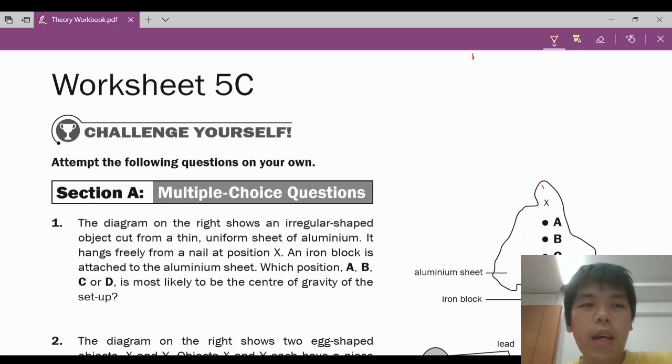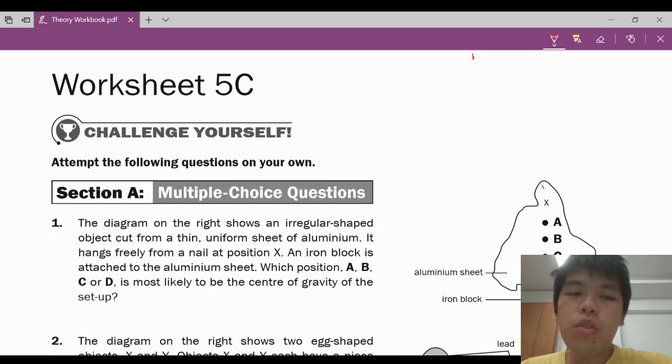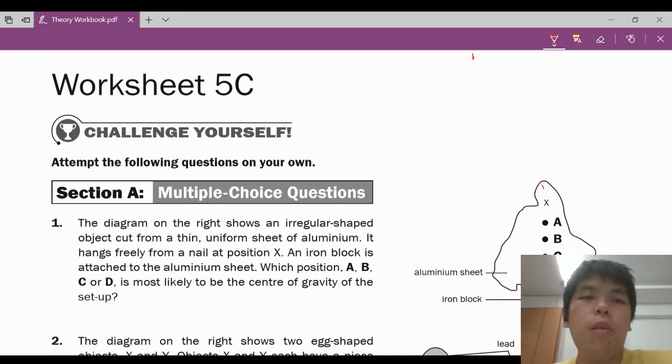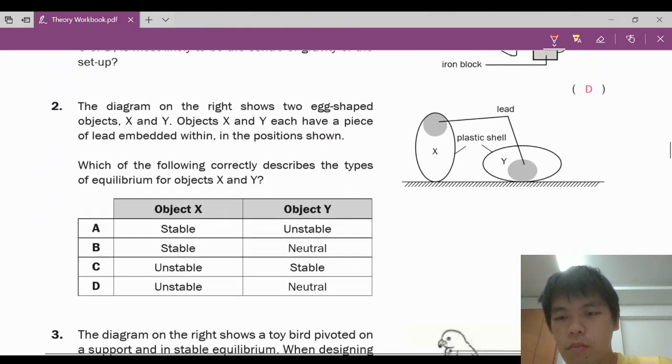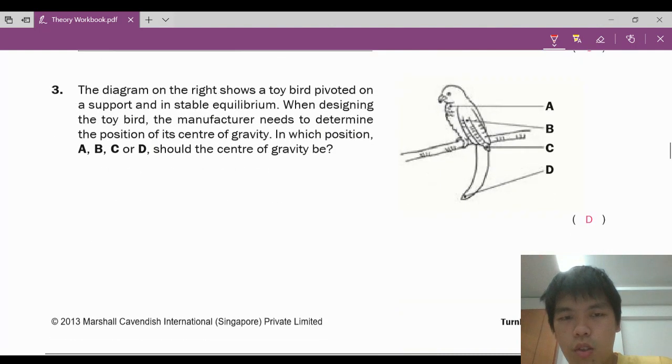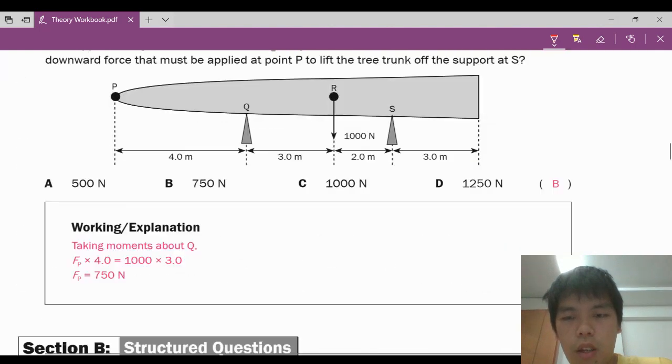Alright, welcome back to our worksheet 5C. This will be a summary for our whole topic itself. So I hope that you have already completed worksheet 5C. Okay, so let's take a look at the answers first. I'll give you the answers. 1 is D, 2 is C, 3 is D, 4 is B.